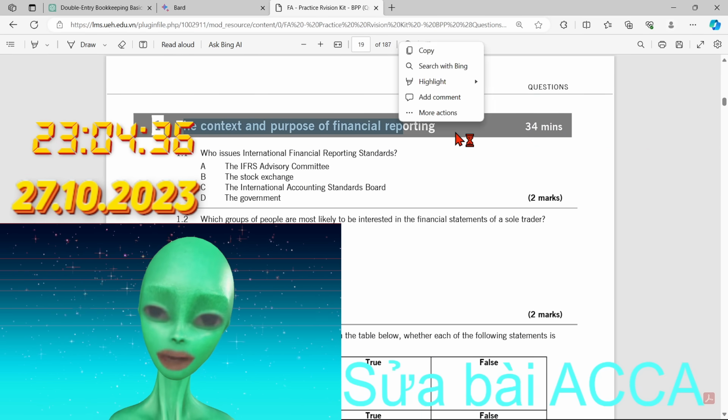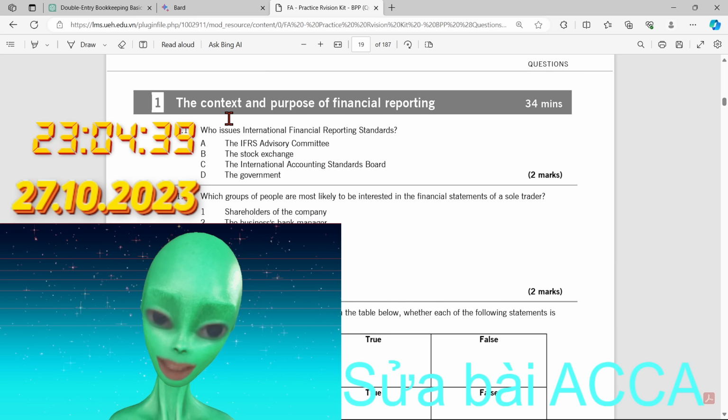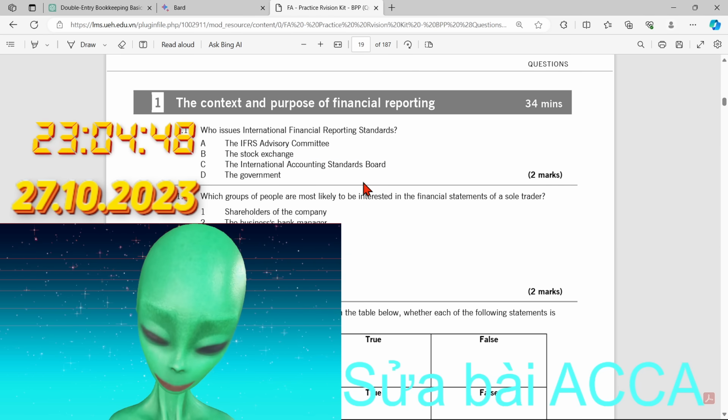The context and purpose of financial reporting. Who issues International Financial Reporting Standards? The IASB, the International Accounting Standards Board.